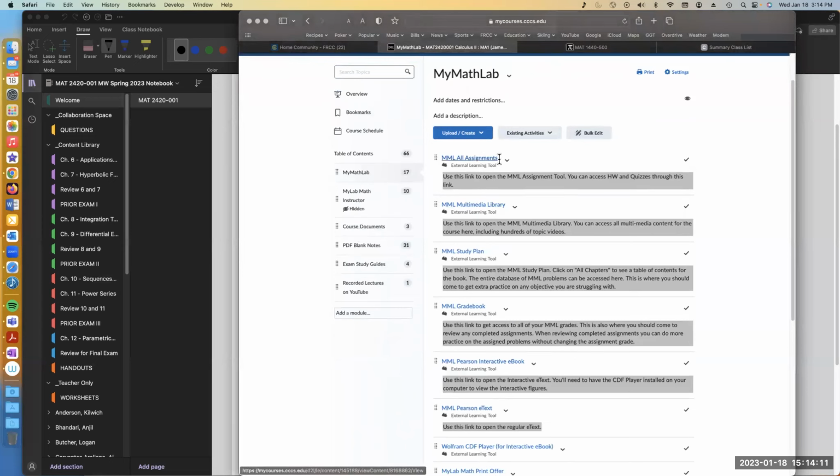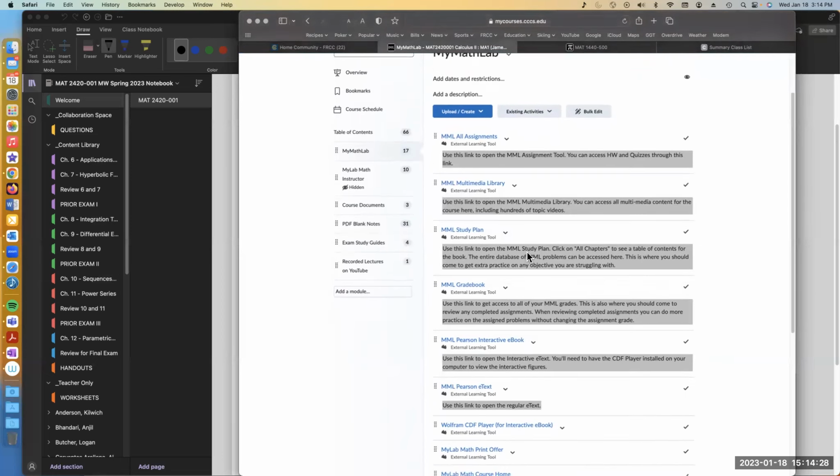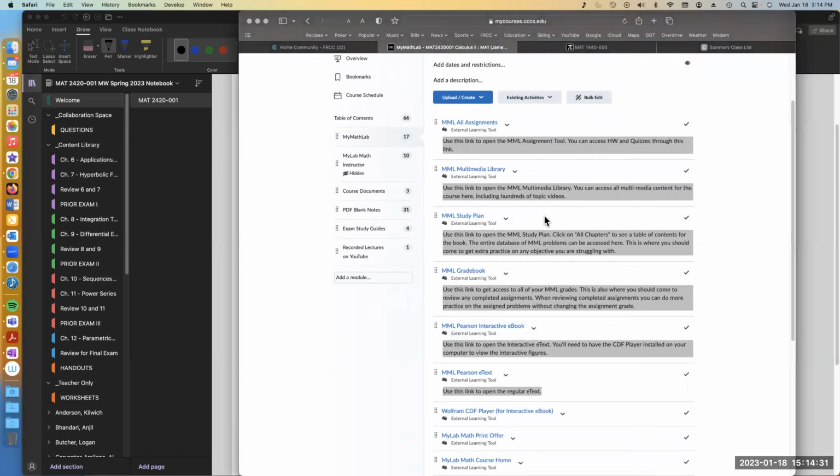So assignments here, this will take you to the quizzes and the homework. The multimedia library, that's the database of all media that is in My Math Lab for this course. Lots of videos, animations, things like that. Study plan, that is the database of exercises. So the study plan has a big table of contents of every single electronic problem there is for this book. And the homework and the quizzes from MyMathLab just grab a subset of those.